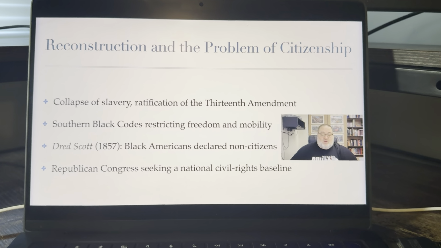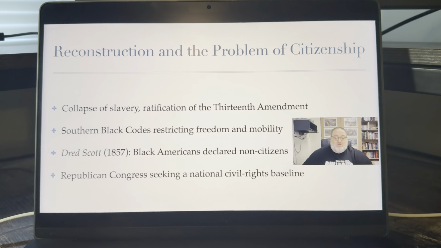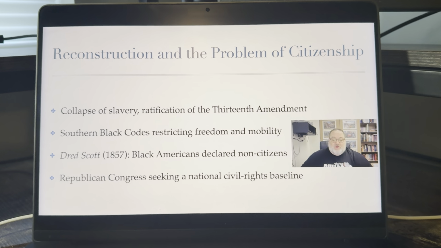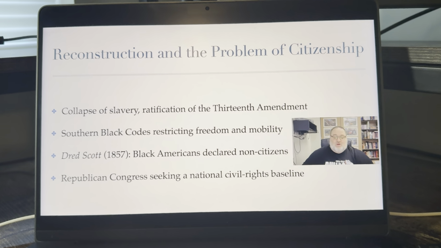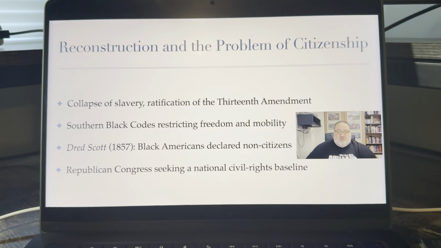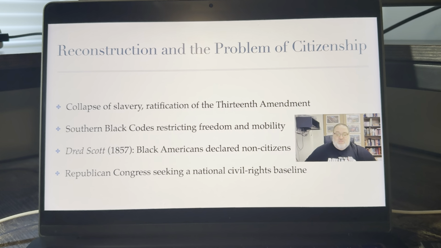Overlay that with the legacy of Dred Scott v. Sanford in 1857, in which the Supreme Court declared that people of African descent could not be citizens of the United States. That decision isn't just about slavery, it's about who belongs in the American polity at all. Even with emancipation, Dred Scott is still sitting there formally undecided, poisoning the legal landscape.